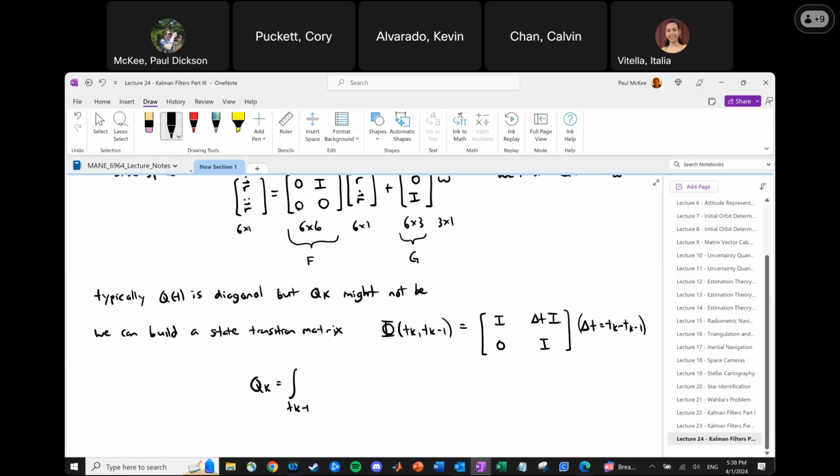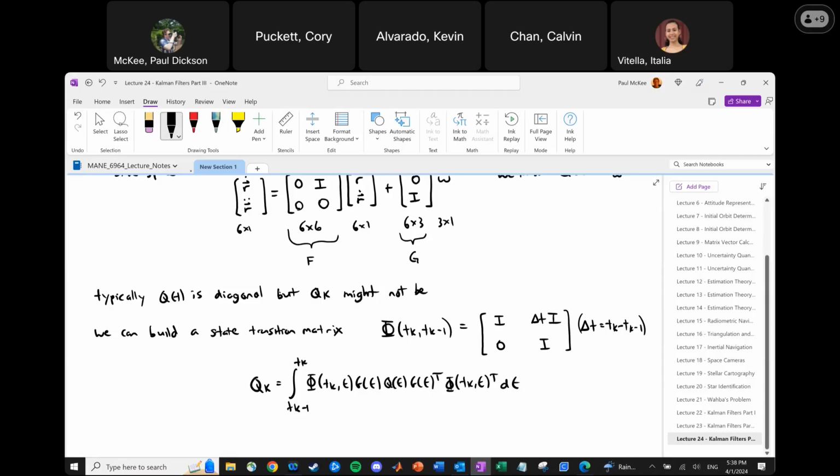Well, that's as good as that's going to get, to tk. And it is the integral from phi of tk to epsilon, g of epsilon, Q of epsilon, g of epsilon transpose, phi of tk and epsilon transpose d epsilon. Okay, so what does that mean for us?